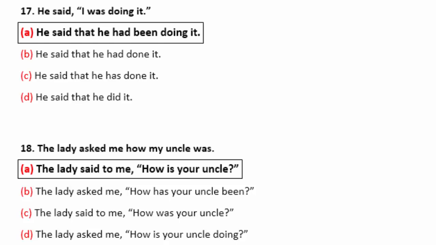Sentence number 18. The lady asked me how my uncle was. This is an indirect sentence given and you have to choose the direct sentence out of these four options A, B, C and D. So the correct option is A. The lady said to me, how is your uncle? This is an interrogative sentence, but not a simple question, but a WH question starting with how. So we don't use if or whether when a WH word is given. We directly use the WH word in the indirect sentence. I hope you understand this.